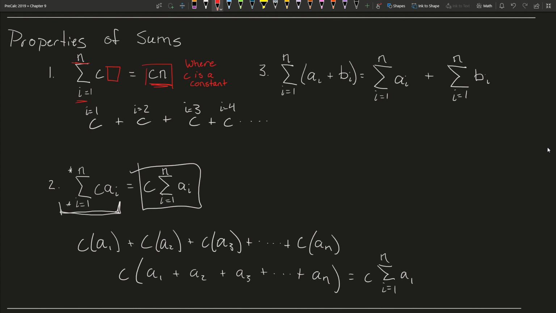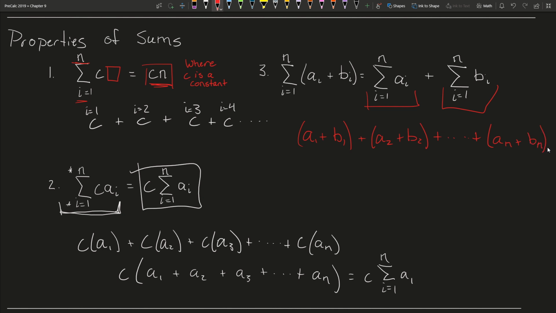is this sum from i equals 1 all the way up until i equals n of two different sequences. And what this is going to be equal to is we can just take each of these sequences alone, because if we do this, we get the first terms of each sequence plus the second terms of each sequence all the way up until the nth terms of each sequence.